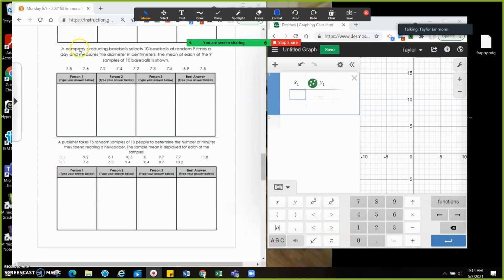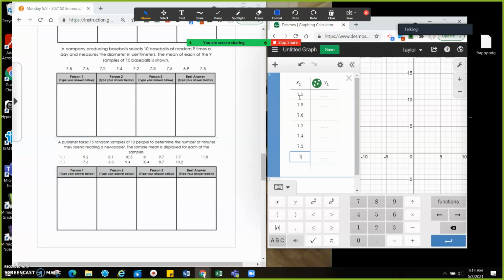All right, so coming down to number 3, a company producing baseballs selects 10 baseballs at random 9 times a day and measures the diameter in centimeters. The mean of each of the 9 samples of 10 baseballs is shown. So we're going to type each of these into our little table.